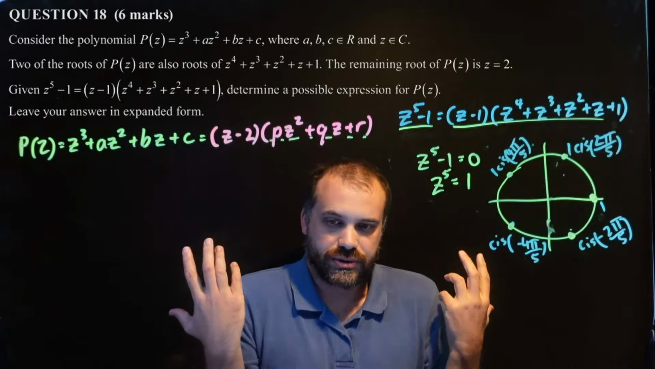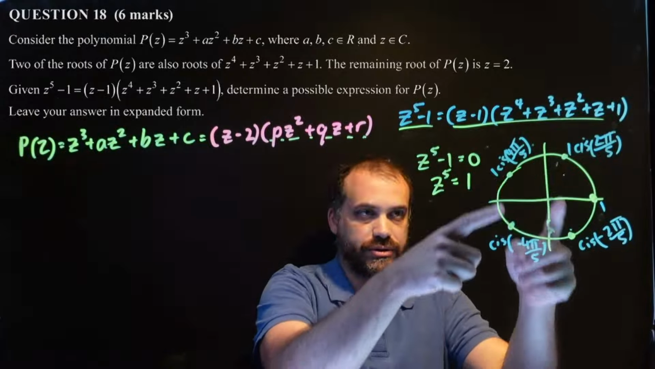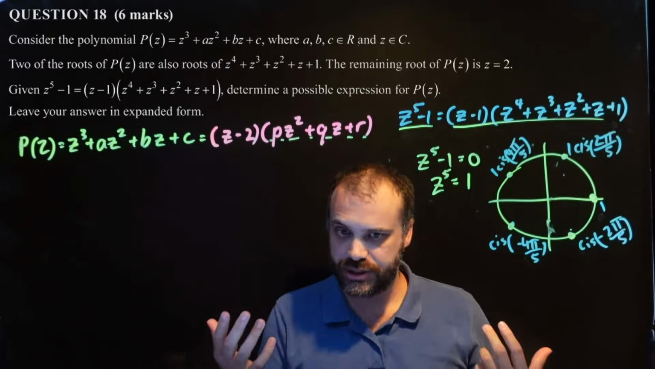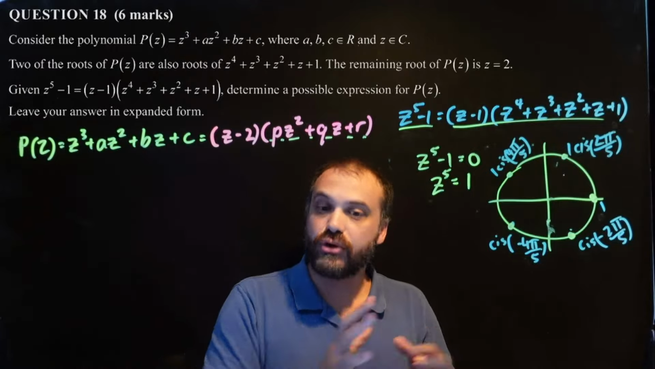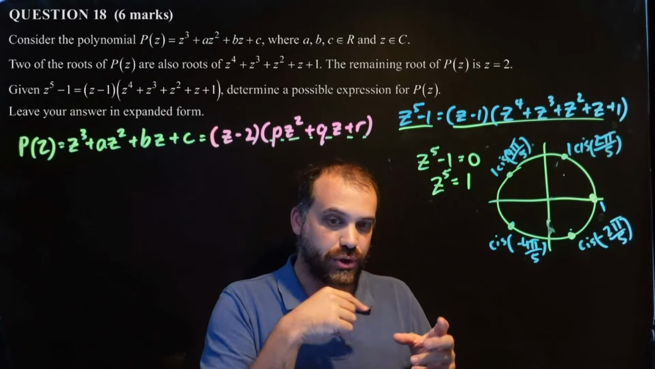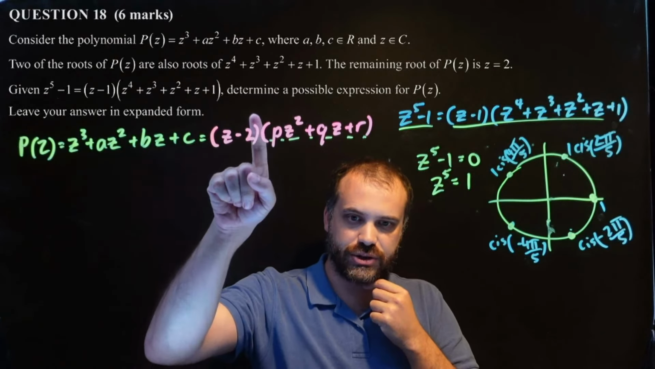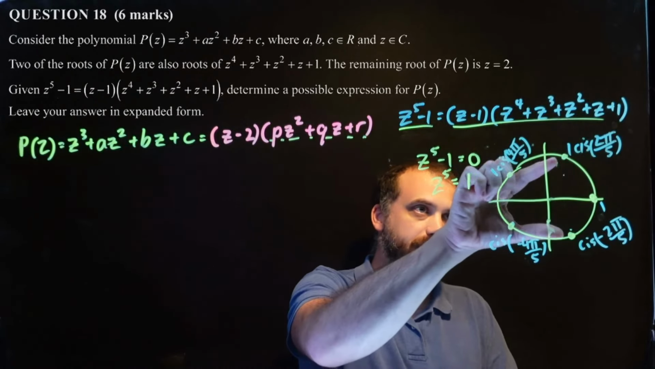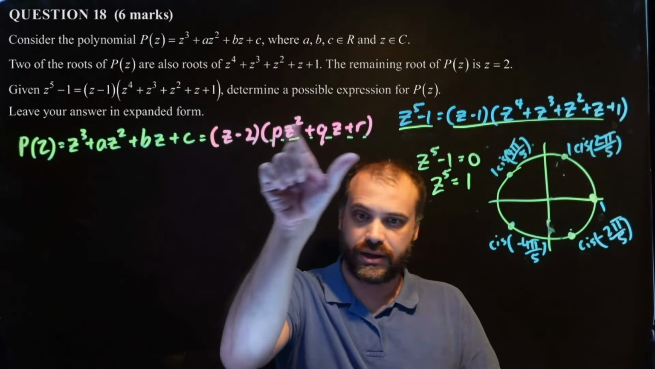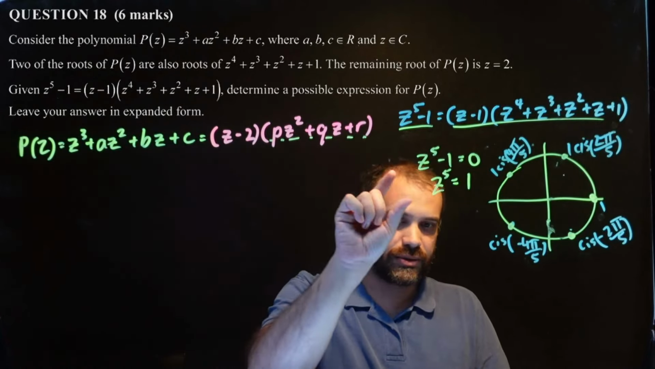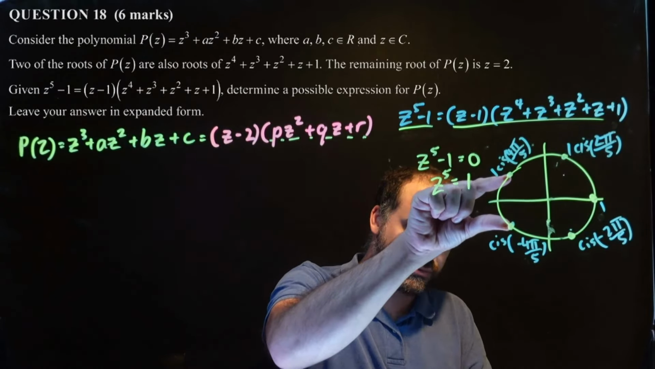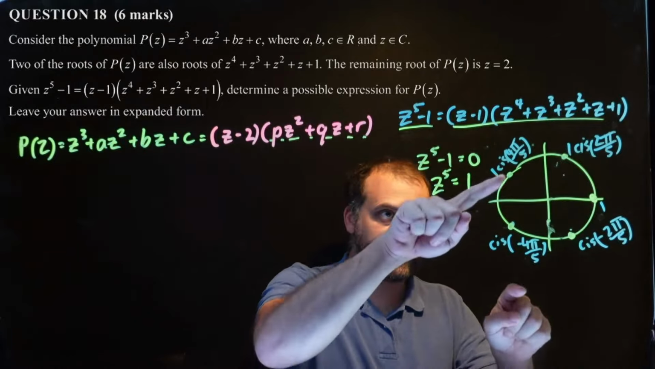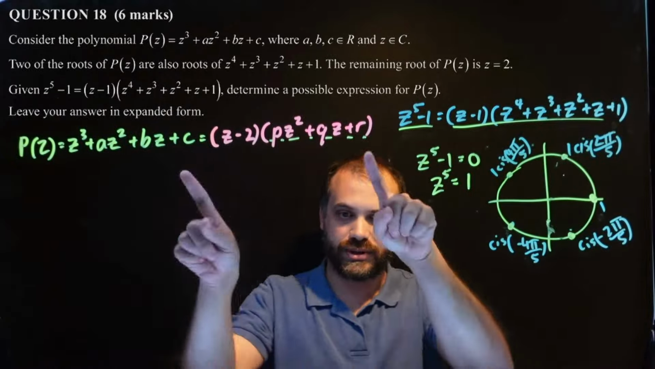Which ones do we use? Because there's 4 roots that we potentially could put into here. This is where you get to make a choice. There are wrong answers, but there are also multiple correct answers. It says determine a possible expression. One expression could be taking these 2 roots and putting them in here. Another possible expression could be taking these 2 roots and putting them in here. You can't mix and match though. You can't grab this one and this one. You can't grab this one and this one.